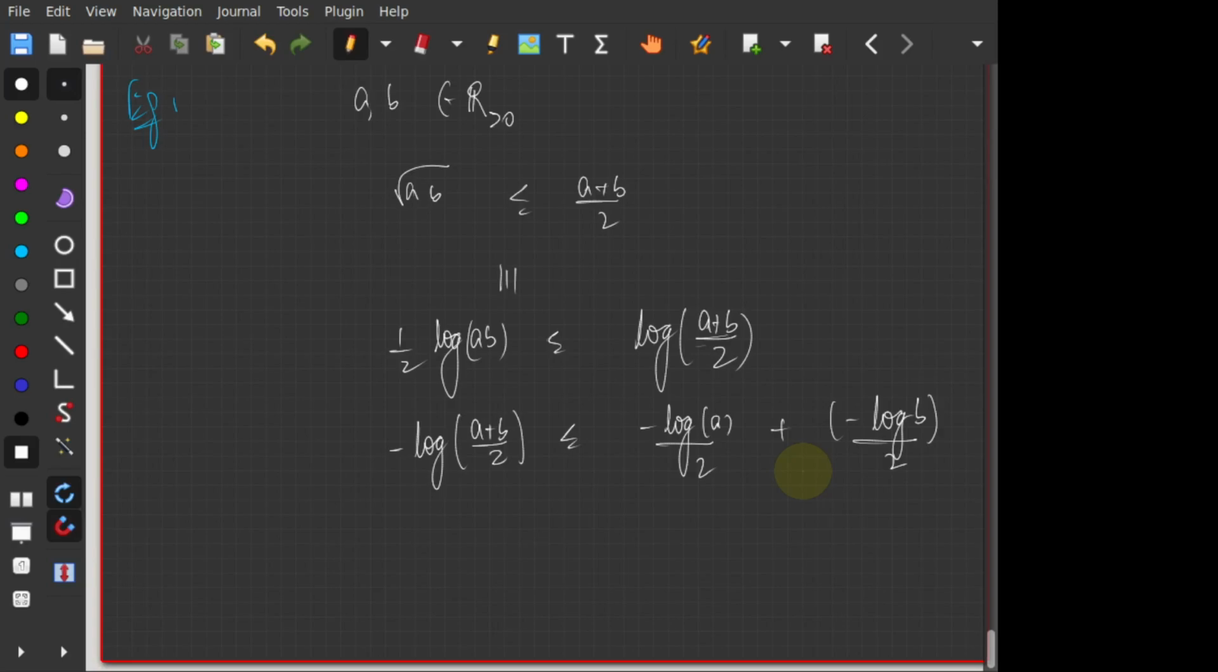And what do you know about minus log? Minus log x is convex, right? So this is f of (A plus B by 2) less than or equal to half f of A plus half f of B. This is just the definition of convexity or Jensen's inequality, whichever way you choose to look at it.